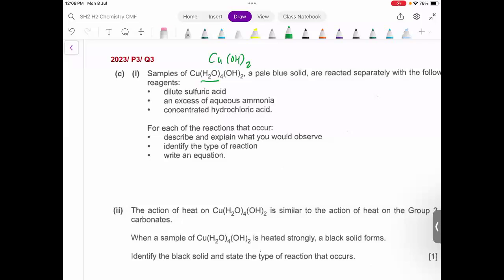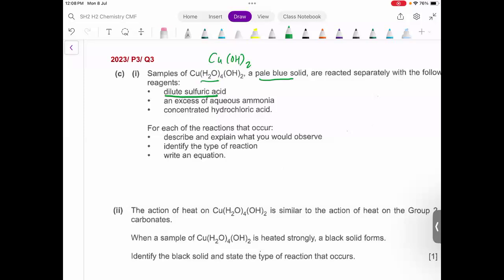In this copper 2 hydroxide, which is a sparingly soluble solid, it will react with the following reagents: dilute sulfuric acid, excess aqueous ammonia, and concentrated hydrochloric acid. So these two examples related to copper 2, you must know them very well. If not, you will not be able to answer this question. What do you think will happen when you add acid to your copper hydroxide? What will be the type of reaction? And what will be the observation?